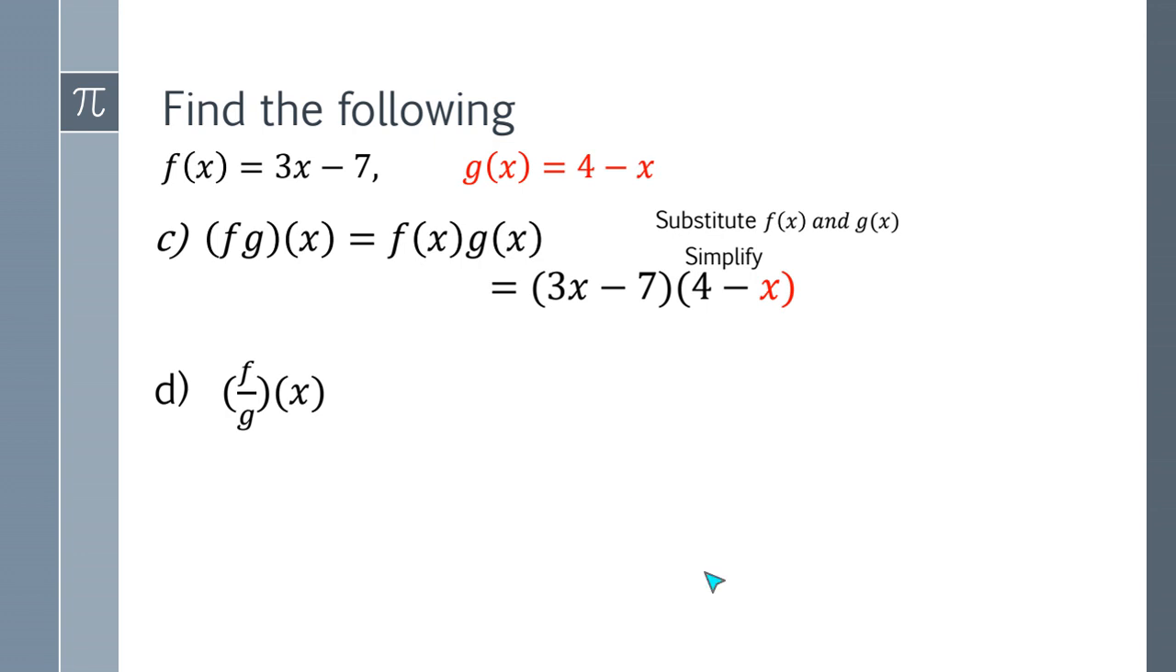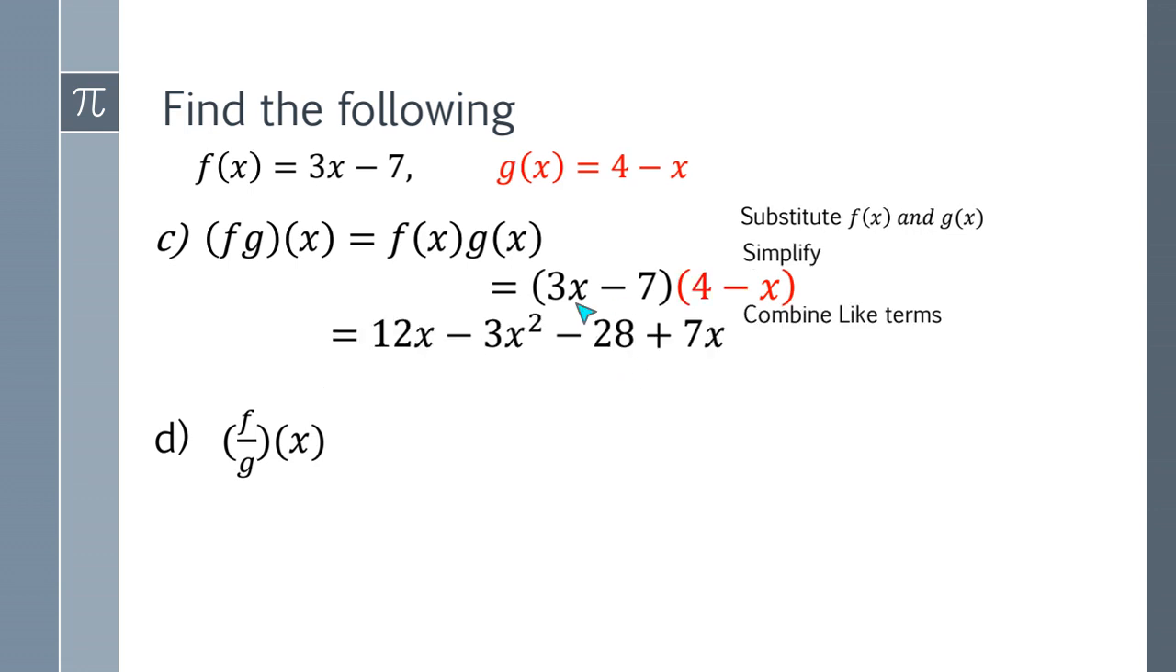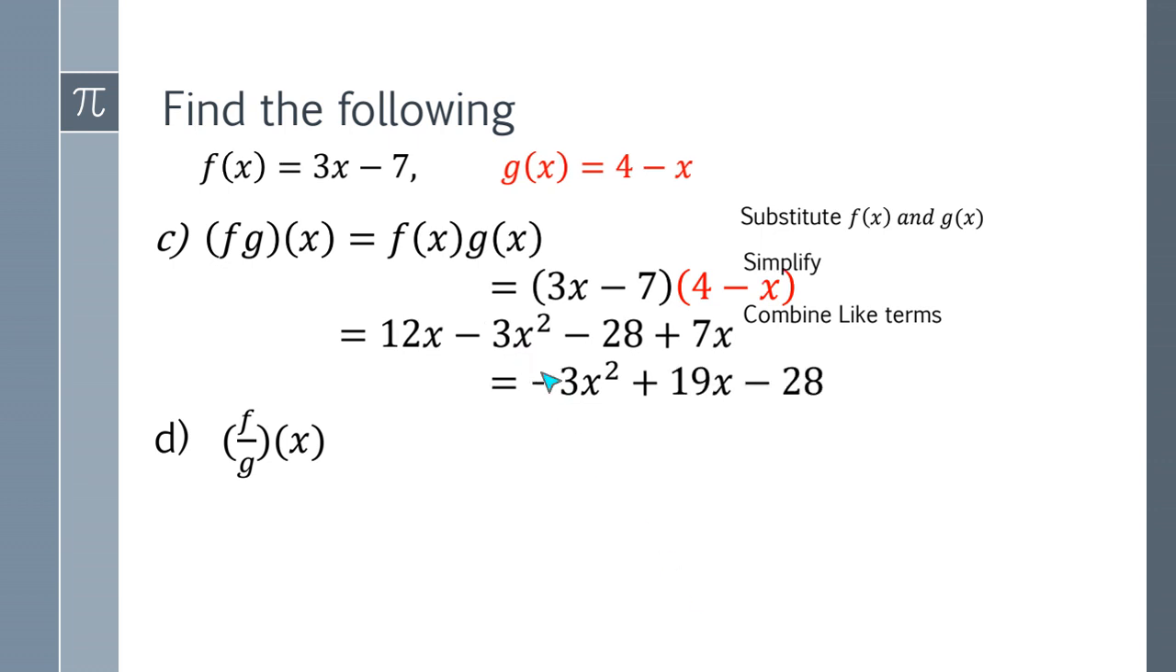And now let's do the multiplication. So here we have 3x minus 7 times 4 minus x. So we're just going to multiply everything. So 3x times 4 is 12x. 3x times negative x is negative 3x squared. Negative 7 times 4 is negative 28. Negative 7 times negative x is positive 7x. Combine your like terms. So we have negative 3x squared plus 19x minus 28.